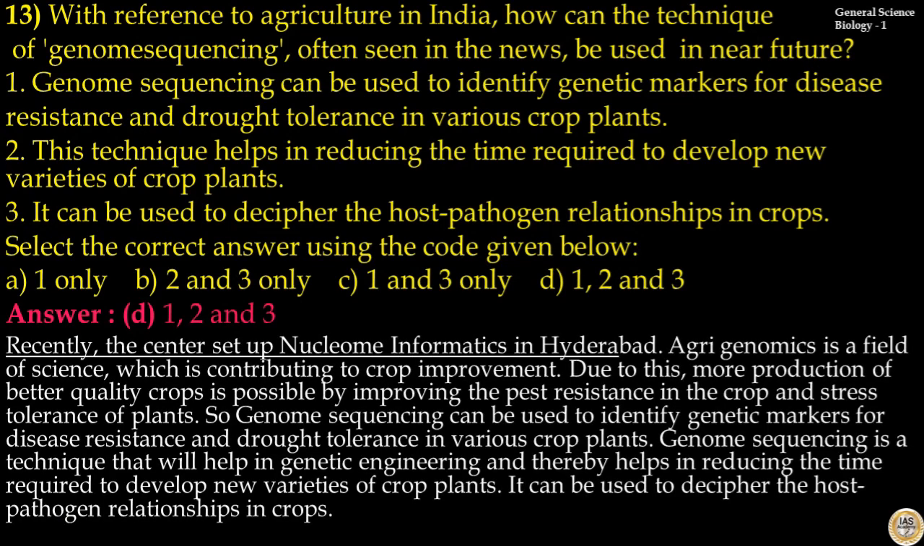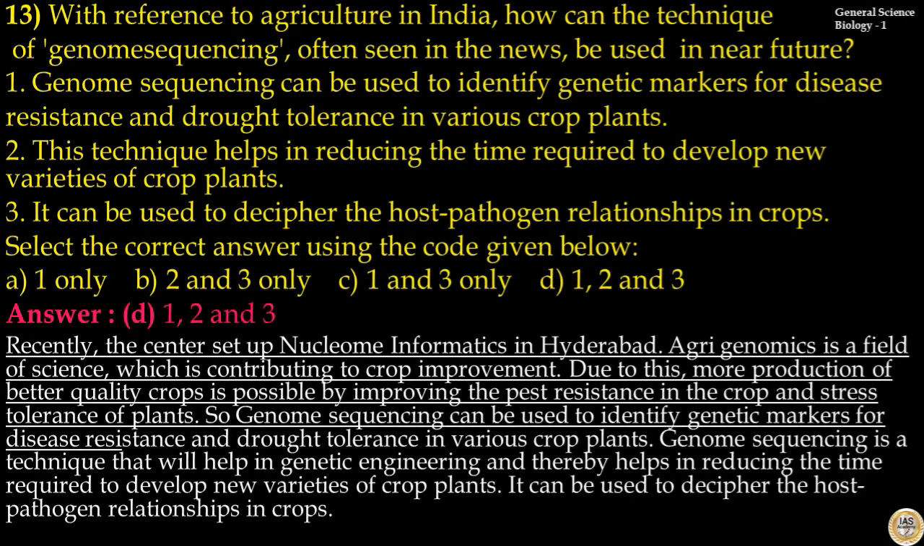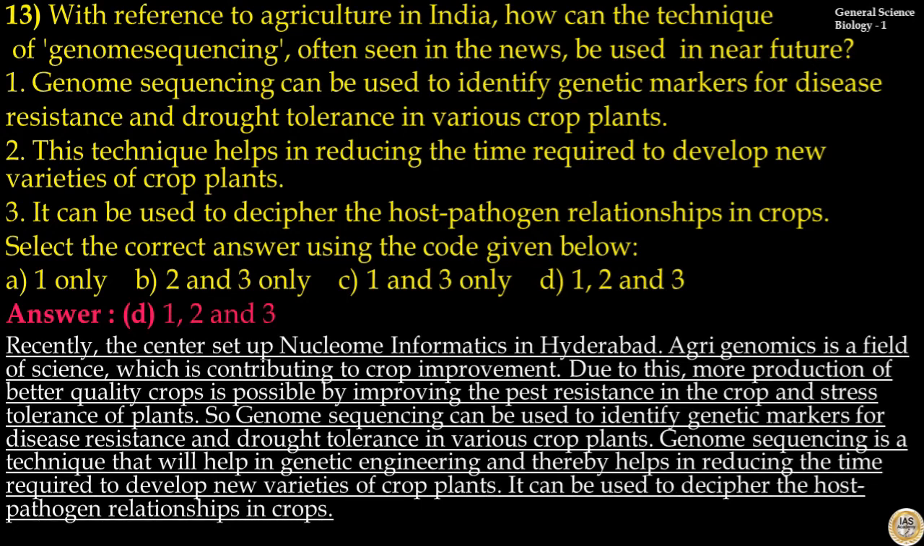Recently, the center set up Nucleum Informatics in Hyderabad. Agrigenomics is a field of science which is contributing to crop improvement. Due to this, more production of better quality crops is possible by improving the pest resistance in crop and stress tolerance of plants. So, genome sequencing can be used to identify genetic markers for disease resistance and drought tolerance in various crop plants. Genome sequencing is a technique that will help in genetic engineering and thereby helps in reducing the time required to develop new varieties of crop plants. It can be used to decipher the host-pathogen relationship in crops. So, all the statements above are true.